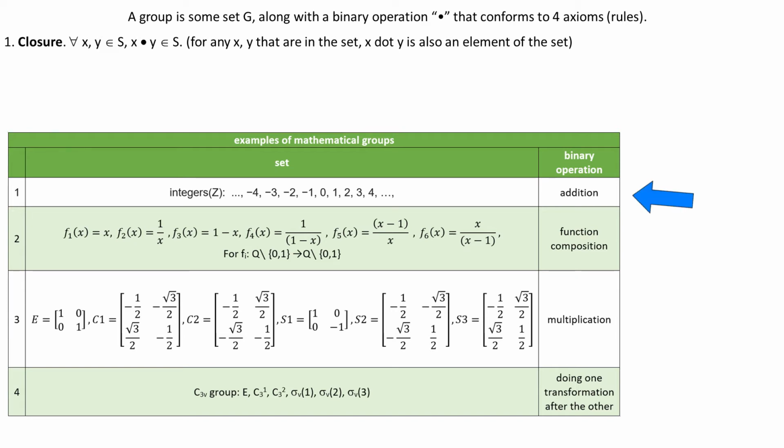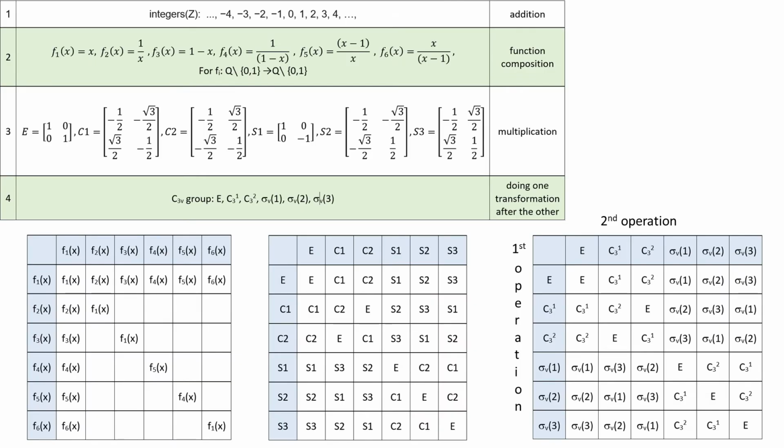So let's look at this first example from the table. We can see that it does fulfill the first condition, because when we add any 2 integers, it will give us an integer which is also in the group. Now, for examples 2 to 4, we need to put some effort into showing the closure. So a common strategy is to construct a so-called Cayley table. It's basically like a multiplication table. I left one of the tables unfinished, so you can play with it if you want to.